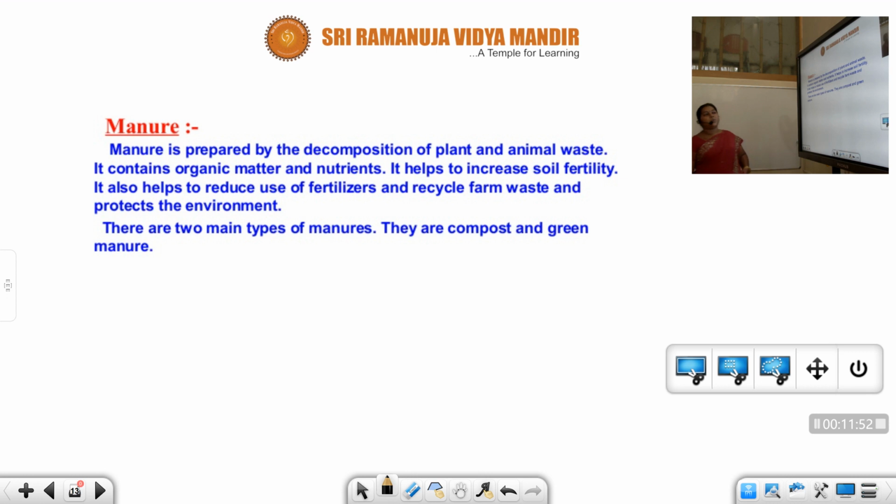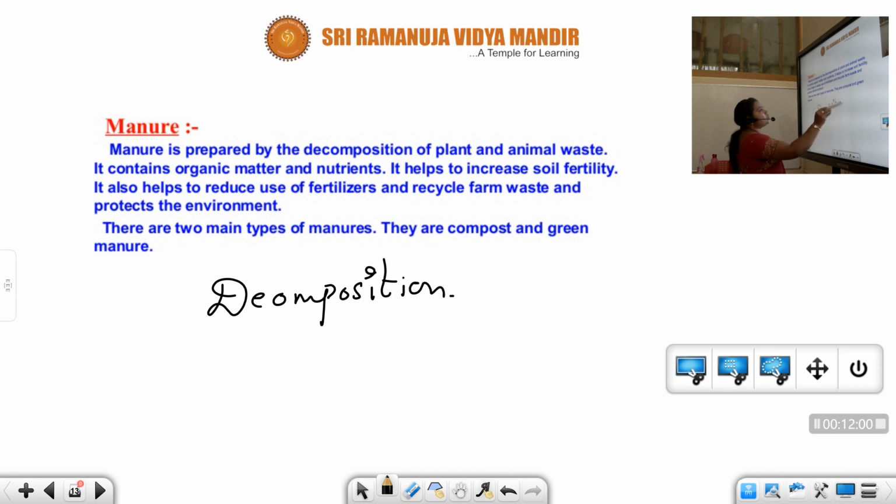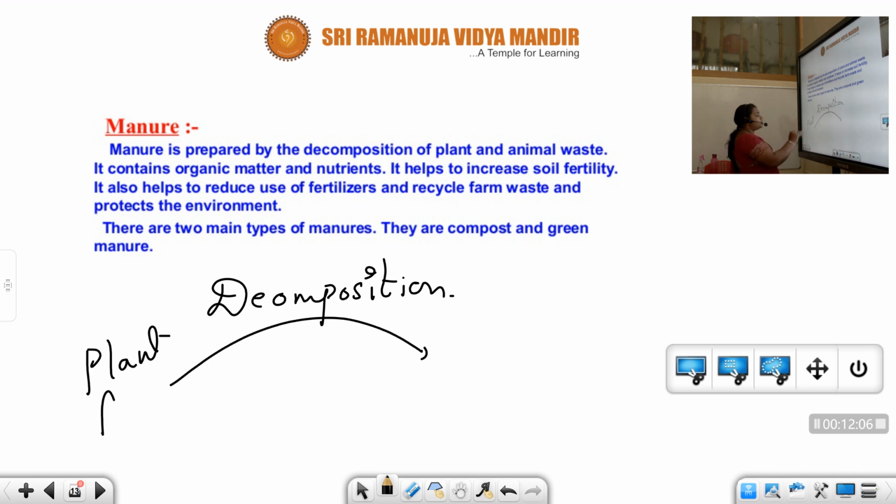Manure is prepared by the process of decomposition. The first and foremost thing we need to talk about in manure preparation is, students, decomposition. So for the process of decomposition, they use plant and animal wastes. So it is one of the best natural recycling procedures. So it contains organic matter and nutrients. Whatever manure is prepared with this process is very good for the plant as well as the soil.